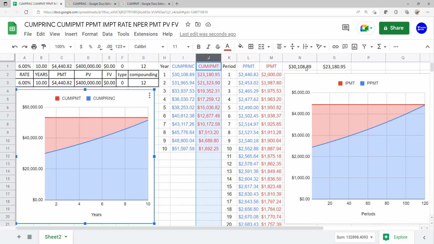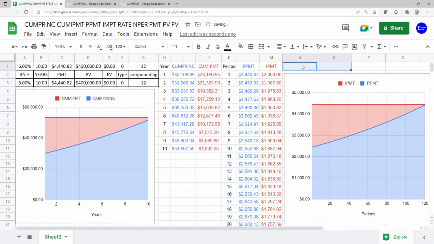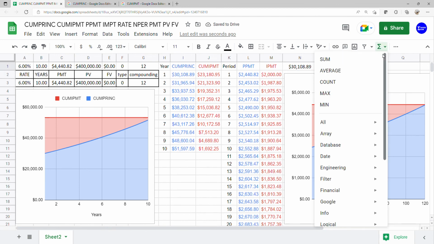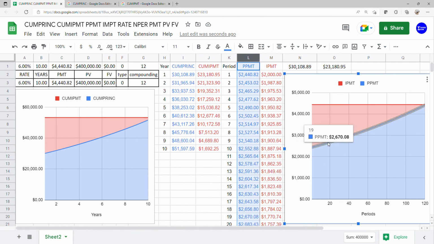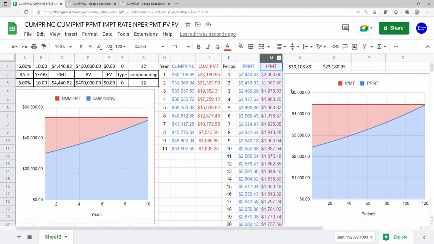Suppose I'll calculate this. We use the PPMT and we have the first year. We want this value. So the sum of the first year, first 12 months. For the interest, we also sum the first 12 months. And here's the interest. These are the values of the PPMT, and for the interest payment, these are the values of the IPMT.